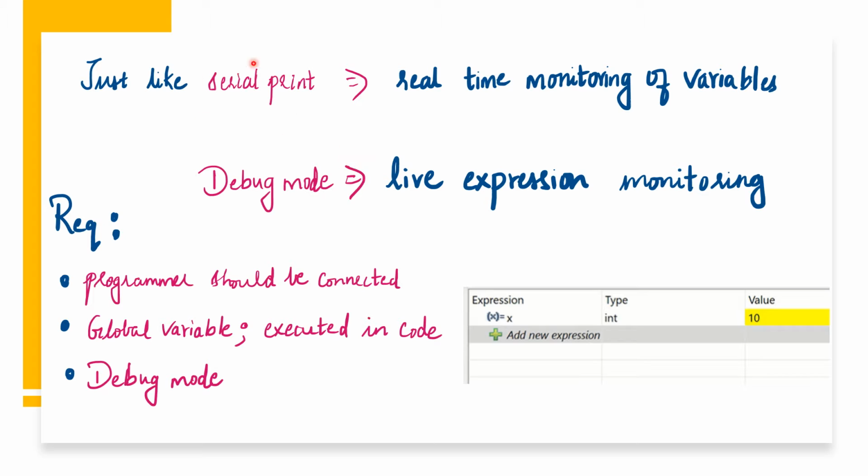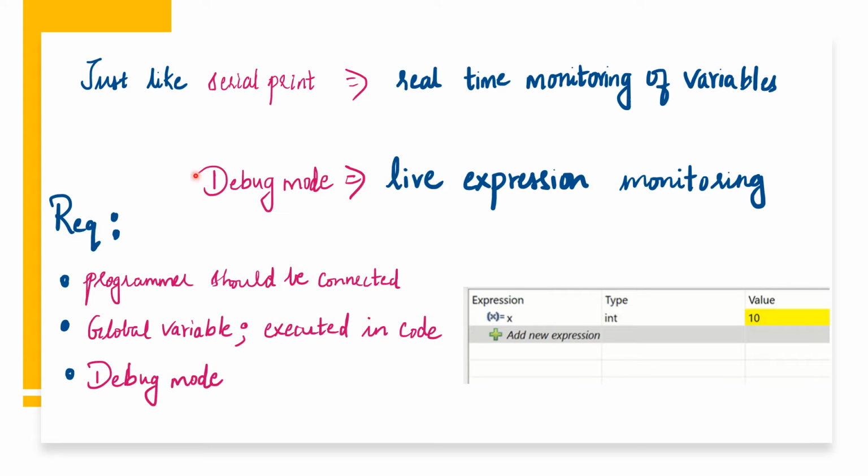We know that serial print is used for the real-time monitoring of variables. So using serial communication, this real-time monitoring of variables is done. If you're familiar with Arduino or have used other controllers, you might be familiar with the serial print concept, or displaying the variable values on the monitor itself, like on our serial monitor. So how do we do the same kind of debugging in STM32?